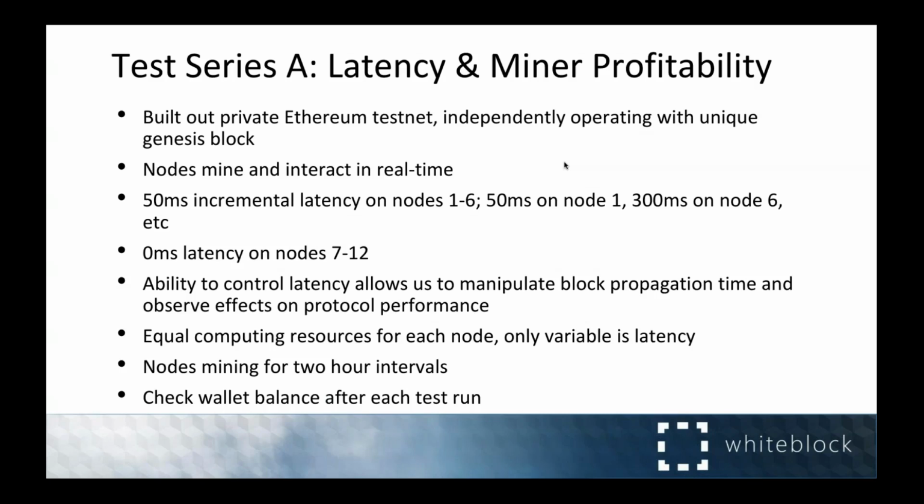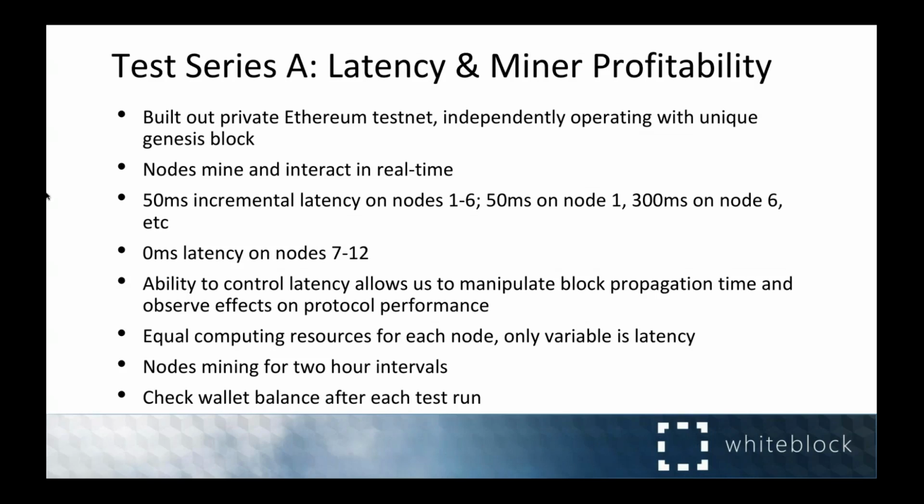So some of our earlier test series were pretty basic. We were saying, hey, latency and miner profitability. What is the effect of network latency on a miner's ability to profit within the Ethereum network? So we built out a private Ethereum testnet. We applied 50 milliseconds incremental latency on nodes 1 through 6. So 50 milliseconds on node 1, 300 on node 6, right? And 0 milliseconds of latency, so no latency, on nodes 7 through 12. That was our control group.